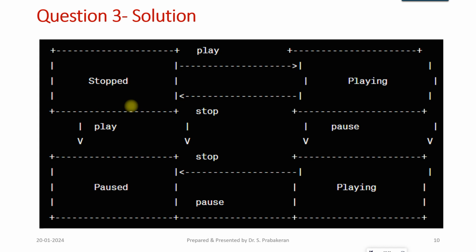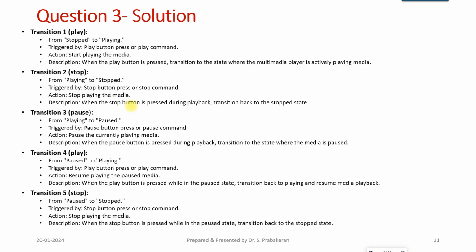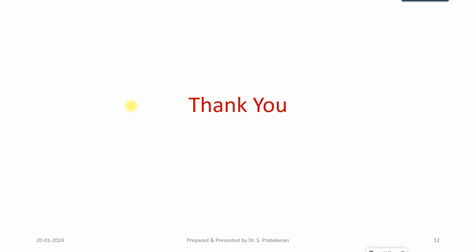Quickly summing up, the states used in this case study are stopped, playing, and paused. The transitions that happen are play, stop, and pause. And the actions associated: for play, we start playing; for stop, the action is stop playing; and for pause, it is pause. So the same thing is explained.